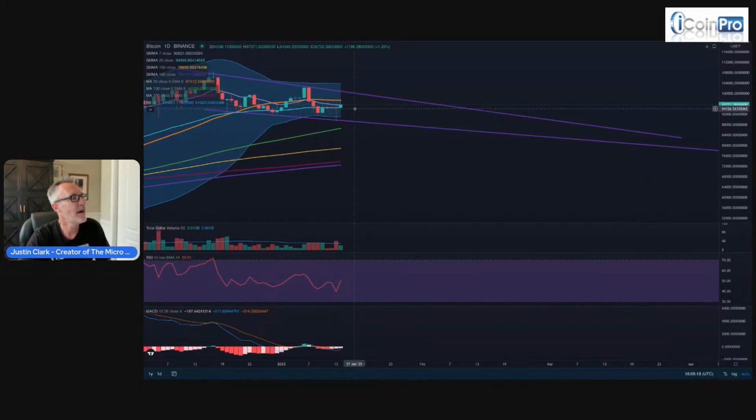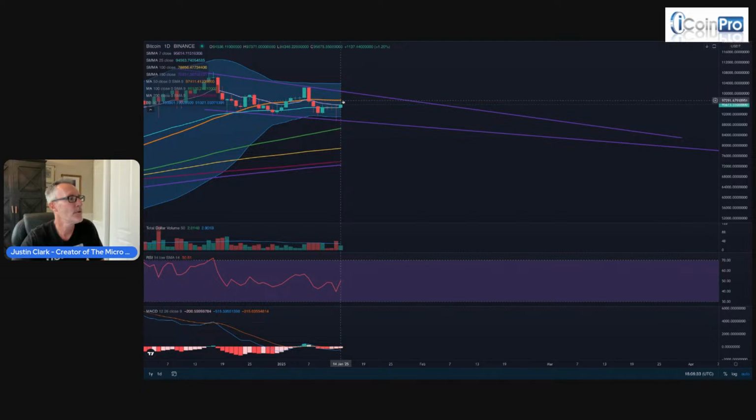So now we tried to get back above all these moving averages we've been kind of stuck in, and that didn't happen. In fact, we went up to about 97. What did we hit? What was our peak? Yeah, a little over 97,000 in this orange moving average, and we couldn't get above it. So what does this mean? I have no idea. Are we going up? Are we going down? Who knows?